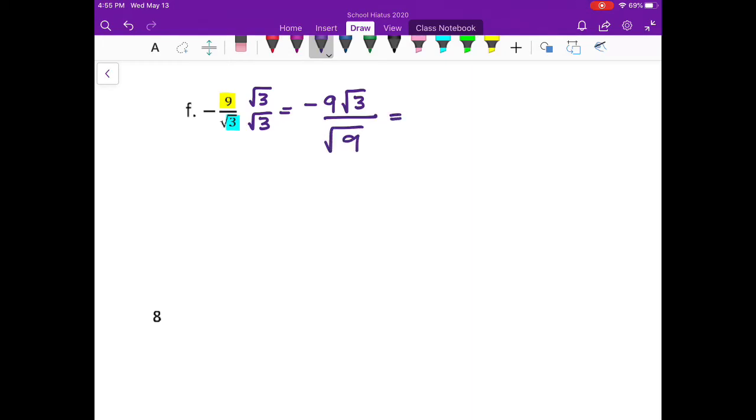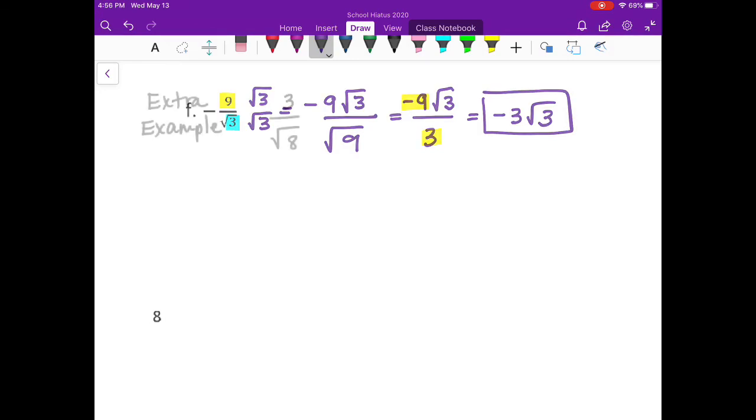Now we're ready to simplify by taking the square root of 9 on the bottom of the fraction to give us 3. We'll bring over the -9 radical 3, and now we see that we have a -9 on the outside of the numerator, and we have a 3 that's not in a radical on the bottom. So we can divide these two. -9 divided by 3 is -3, and so this will give us -3 radical 3 in simplest radical form.